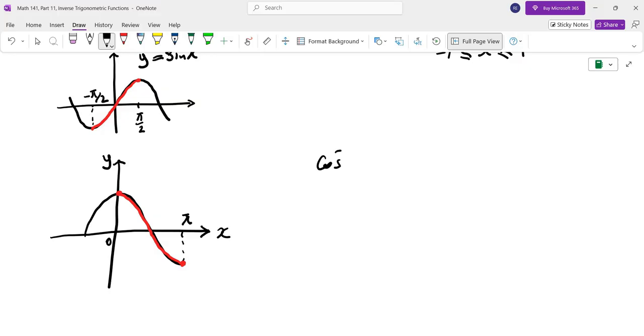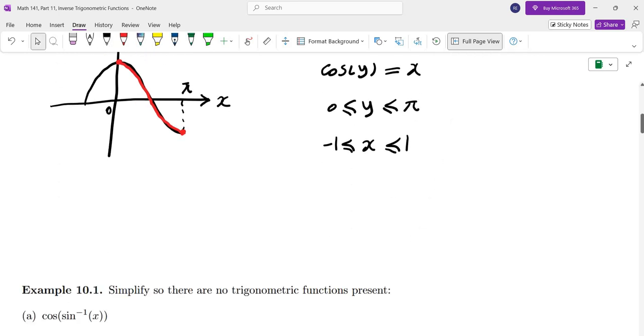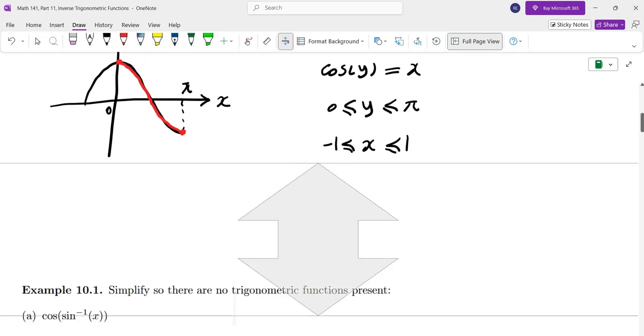In other words, when we say cosine inverse of x equals y, that would mean cosine of y equals x, where y is between 0 and pi, and x is between negative 1 and 1. And we can do something similar for tan inverse and cotan inverse.